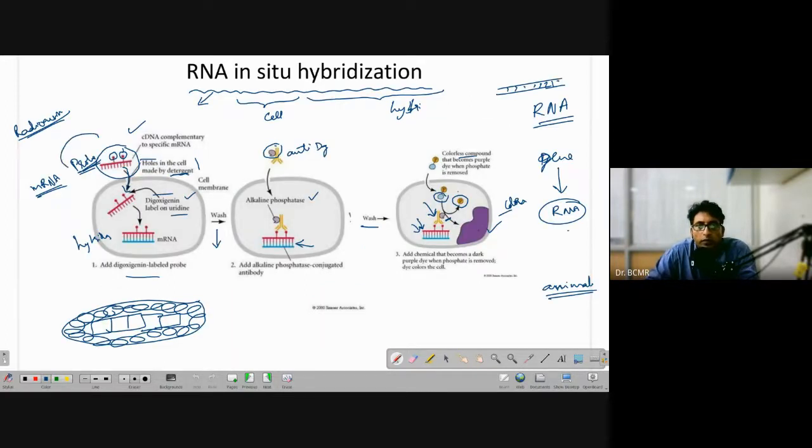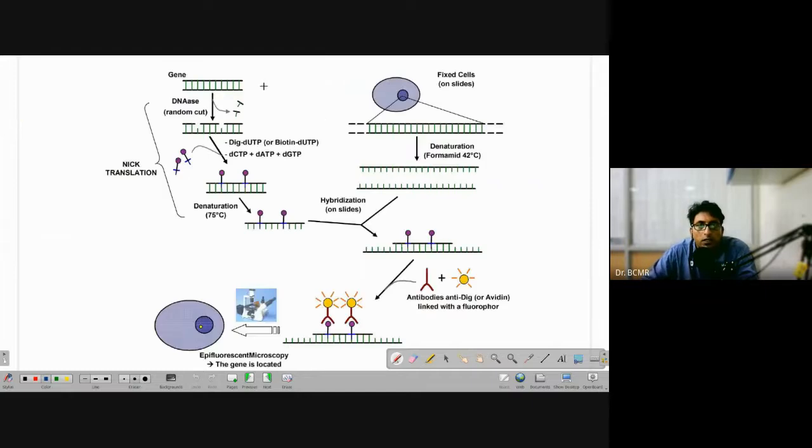We make a probe first, with digoxigenin labeled uridine, which we will discuss again. We will open the cells, hybridization, then we have a washing step, then treating it with antibodies, and then the antibodies will produce the color compound if it is there. So how the probe is made is one thing we want to discuss. I just now used the phrase Nick translation a little while ago.